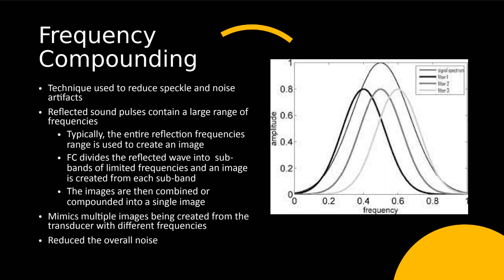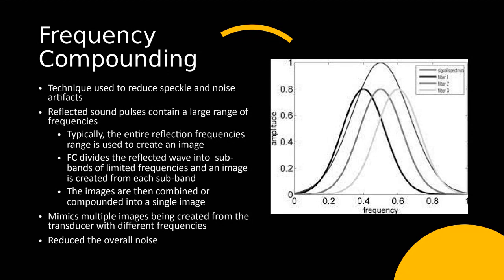Next, we have frequency compounding. So this is going to be a little bit different. This is another technique that our systems use to help us reduce some of those image artifacts that we can get. The reflected sound pulses are going to contain a large range of frequencies. Typically, the entire reflection is going to have a range of frequencies, and we use that range to create our image. Now, remember, this is coming from the body. So as that sound pulse hits a boundary in the body, when it reflects that information back, it's not all going to be reflected with the same strength, the same intensity, the same frequency, right? It's all going to be a little bit variable.